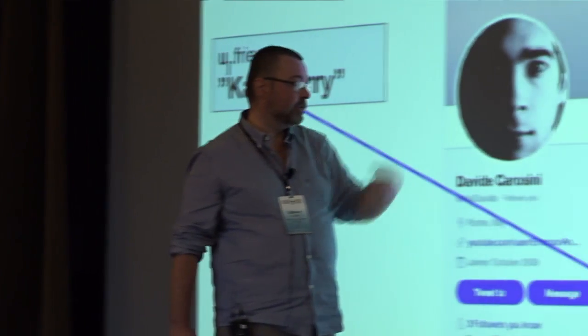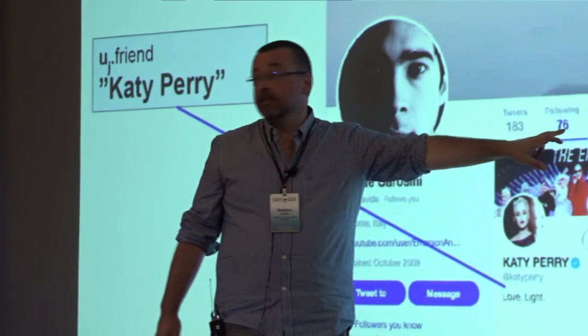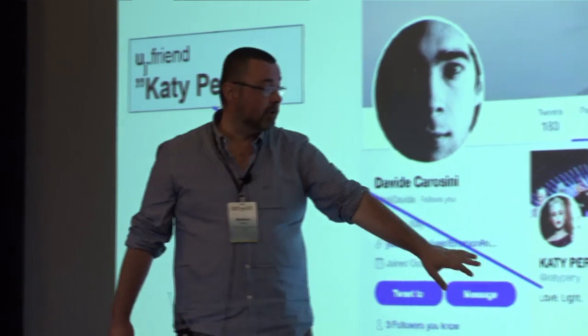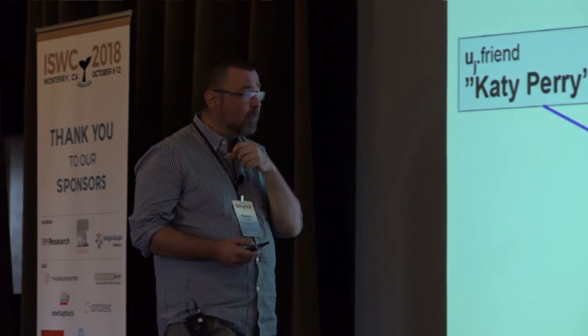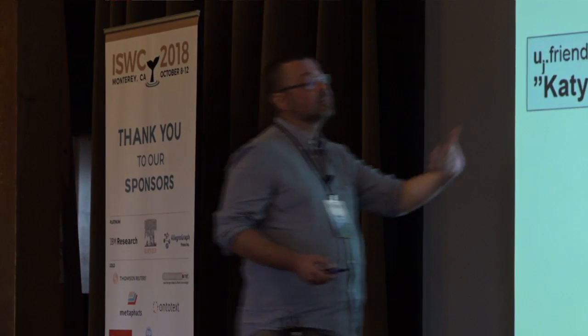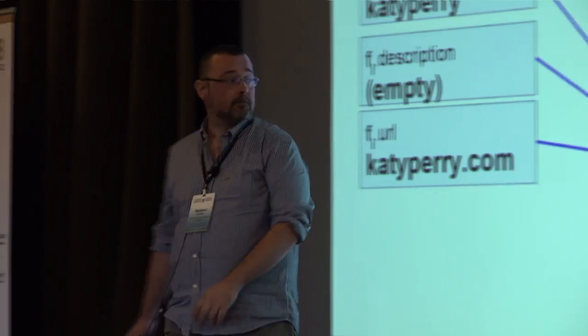In this case, this user, an Italian student from our university, follows 76 people. In particular, this student followed the Katy Perry profile. And we identified this as: this user is interested in Katy Perry.